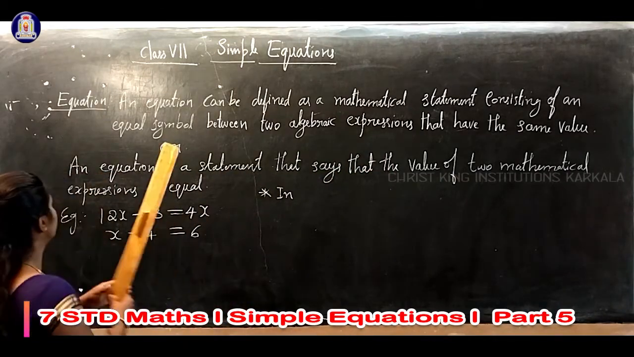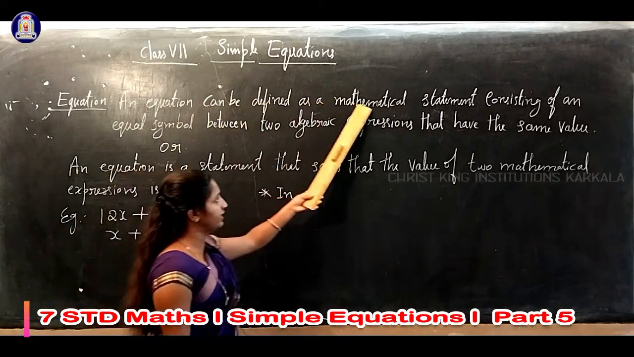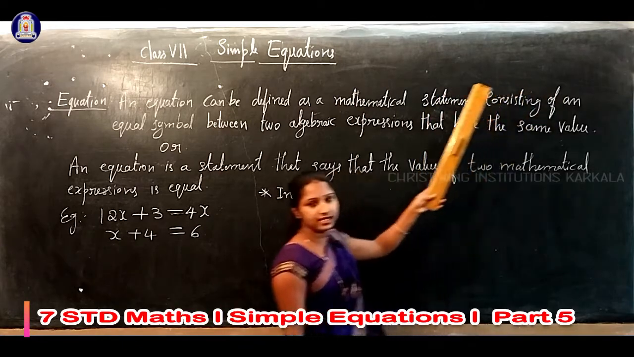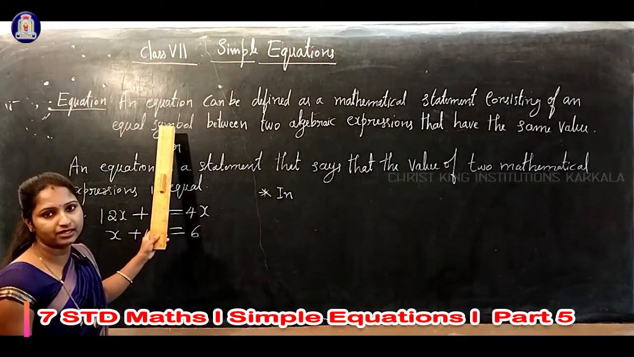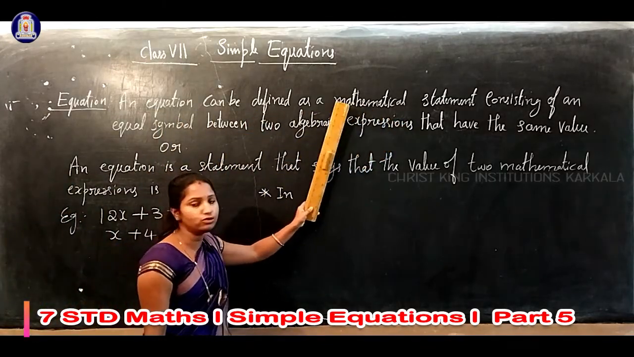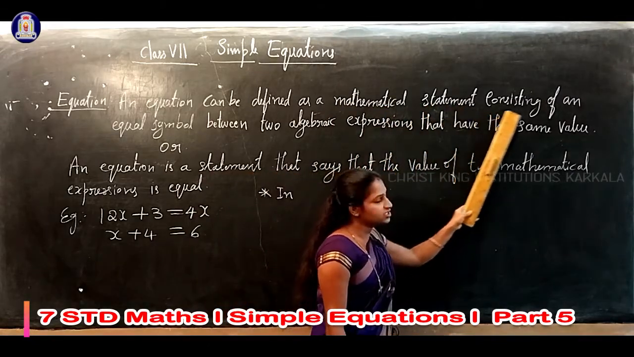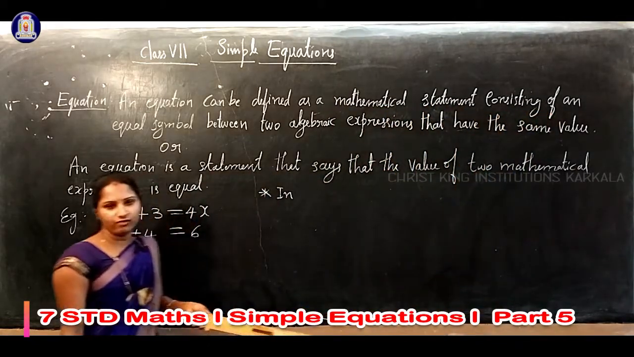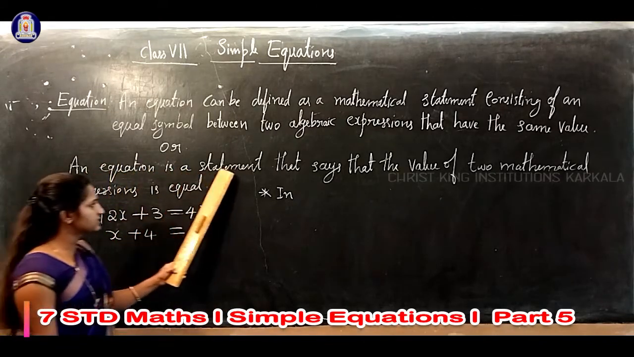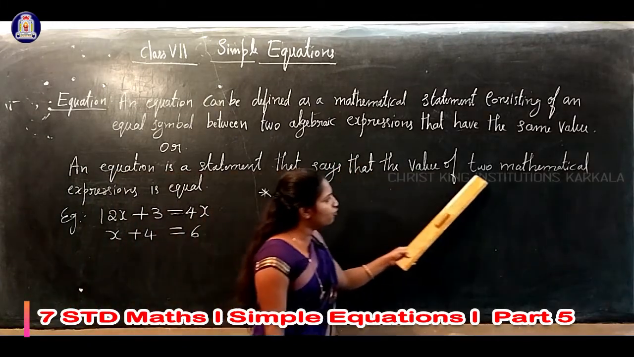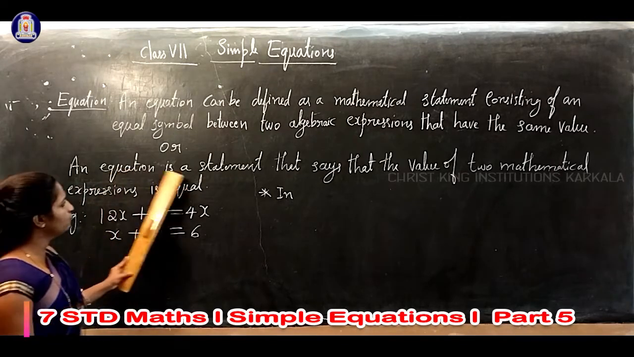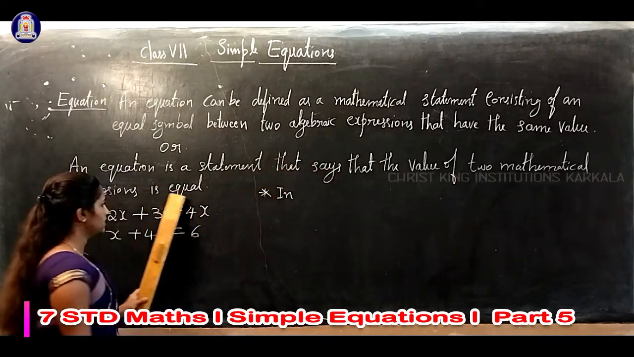So what is the equation? An equation can be defined as a mathematical statement consisting of an equal symbol between two algebraic expressions that have the same value. Clear? If you want, you can write one more definition: an equation is a statement that says that the value of two mathematical expressions is equal.